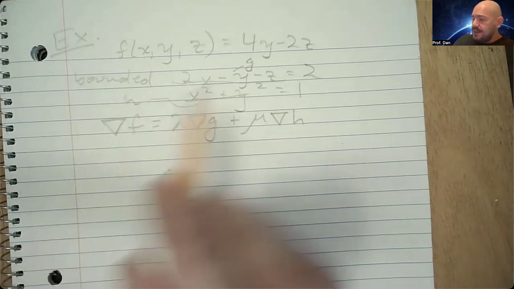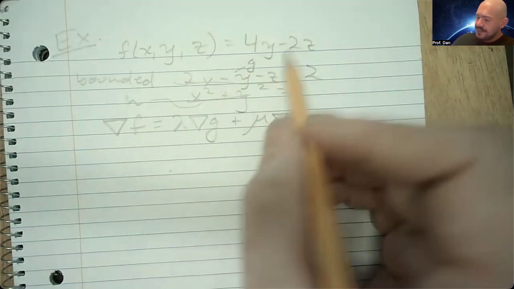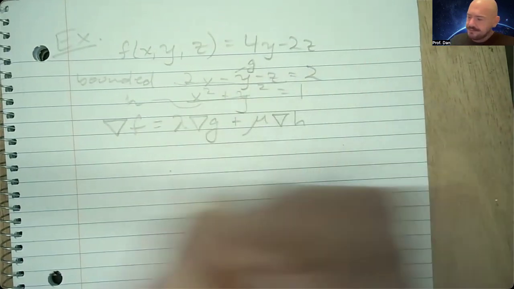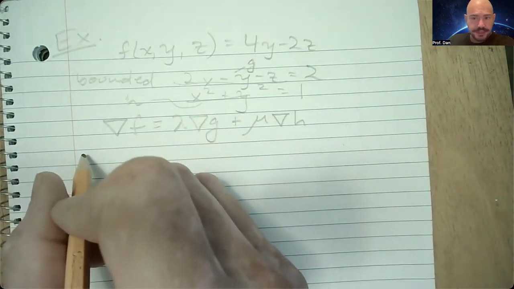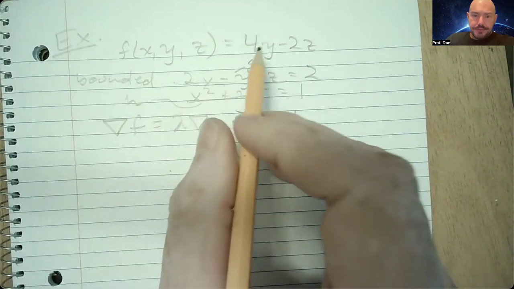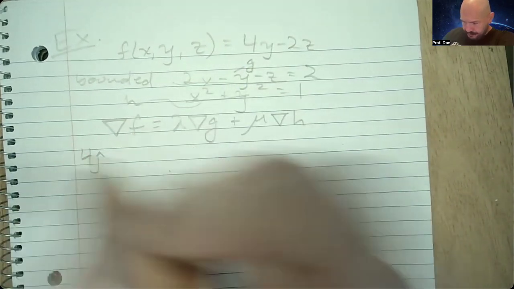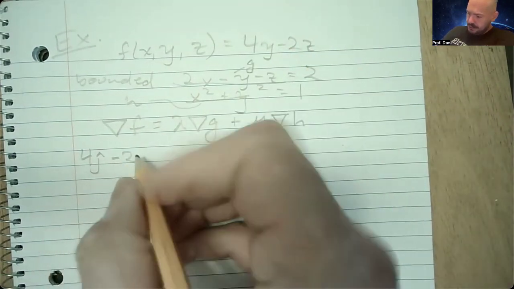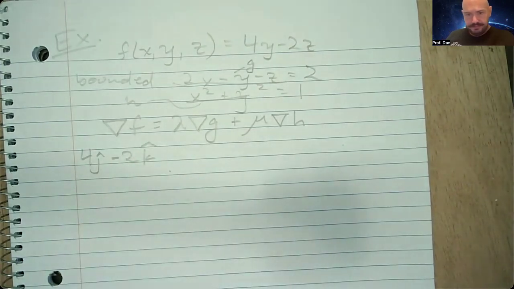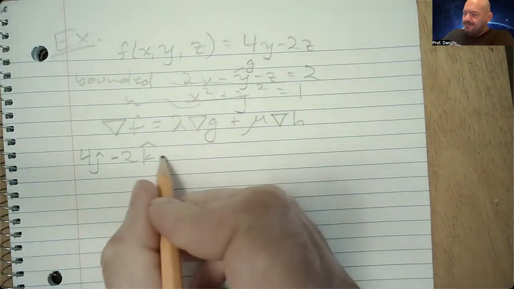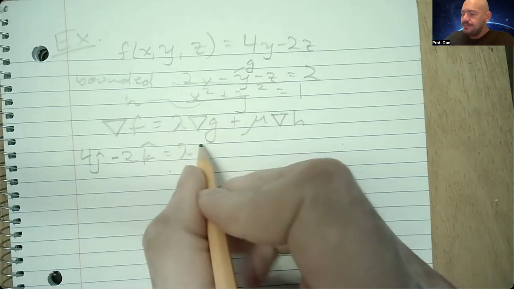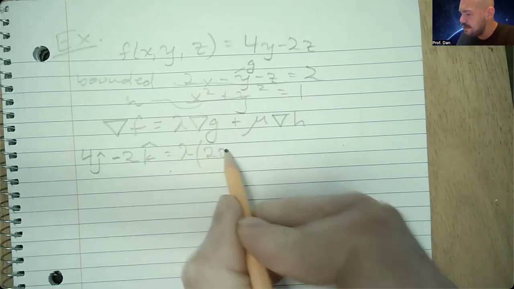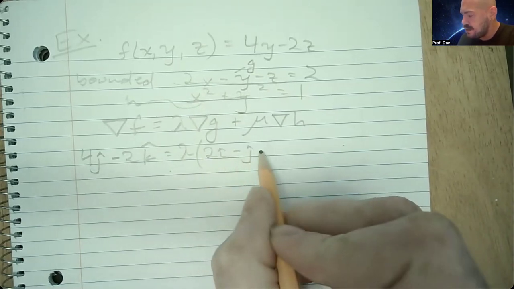Now, that said, my gradient for f, if I take the derivative with respect to x, the whole thing is 0 because there's not a single x in that equation. So no i component. Derivative with respect to y is 4. And derivative with respect to z is -2. So now we're going to have lambda multiplied by the gradient of g. So derivative with respect to x is 2. With respect to y is -1. With respect to z is also -1.